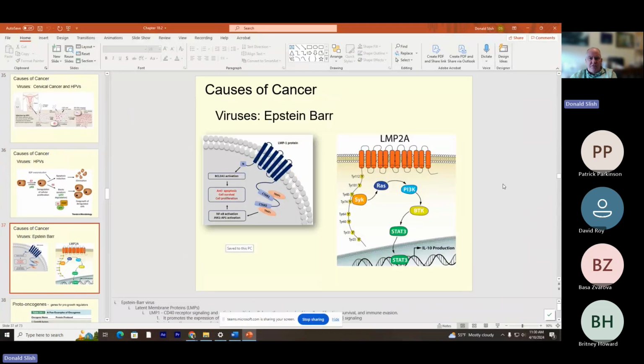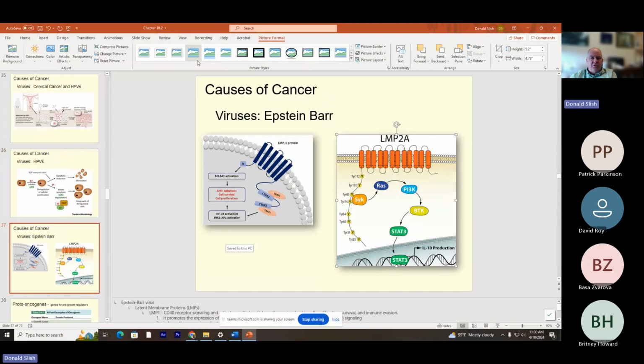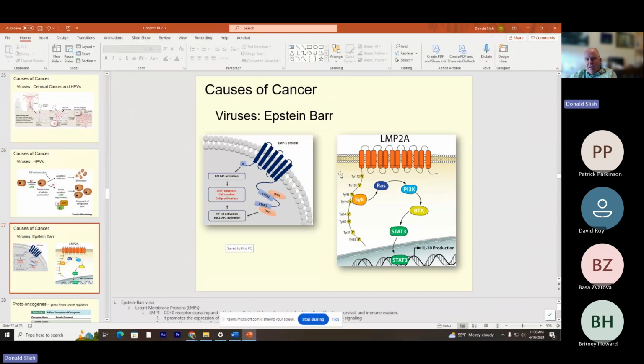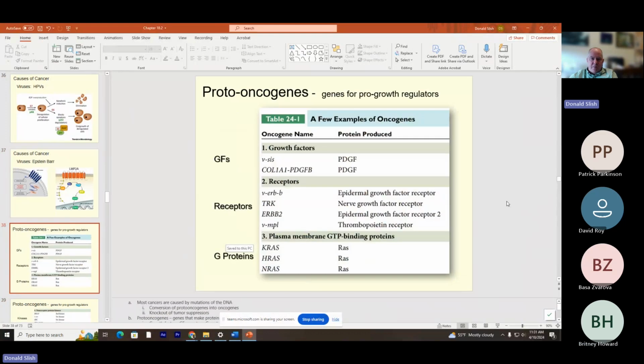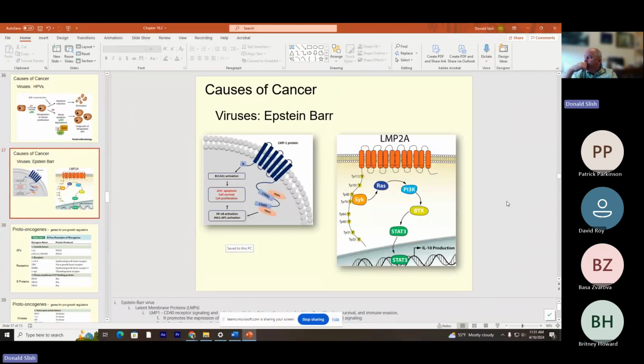Again, blocking both pathways. And then Epstein-Barr is different in that it actually produces two receptors that are very similar to receptors that are normally in these cells. These things are going to activate signal transduction pathways. They're going to inhibit apoptosis. And so everything that a normal growth stimulating mutation would do is being done by these receptors that are being expressed in the membrane.